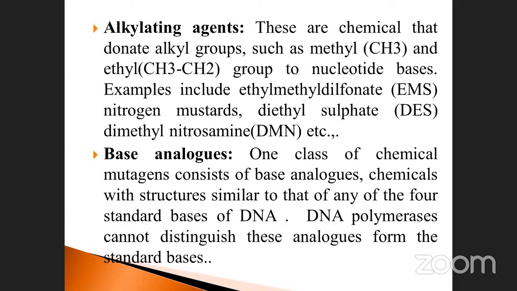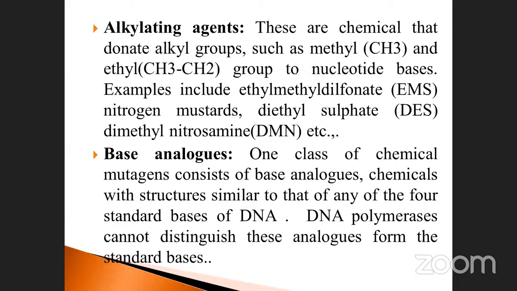Base analogs. Already know about base analogs: chemicals with structure similar to that of any one of the four standard bases: adenine, guanine, cytosine, thymine. What structure are they having? Similar chemicals or bases. Another substance also can easily replace them. The DNA polymerases cannot distinguish these analogs from the standard bases. They are having only standard bases, we can easily identify.